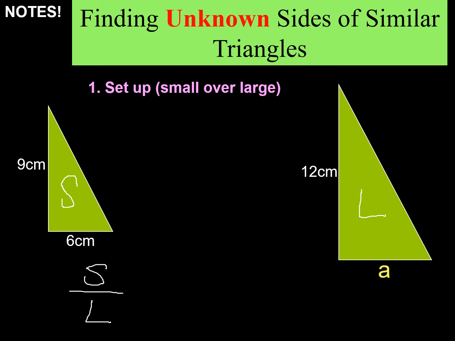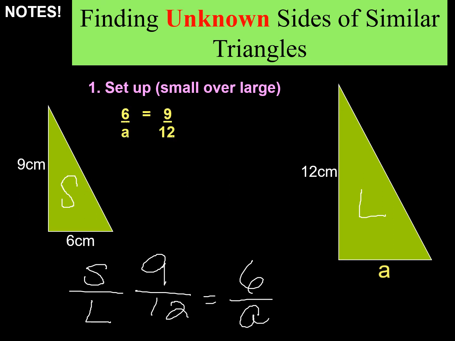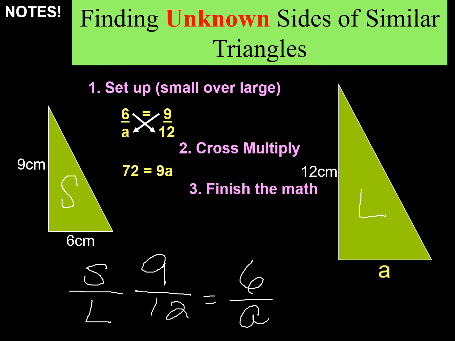Now, you're going to have to think about what parts go together. Now, on this one, it's pretty simple. They're turned the right way. They're turned the same way, and it's easy to spot. 9 from the small matches up with 12 from the large. Then 6 from the small goes with A from the large. So you get it set up. And then what are you doing? Equal, 2 fractions equal, cross multiply. So you get 72 equals 9a, and finish the math off, and a is 8. So 8 would be our answer there.